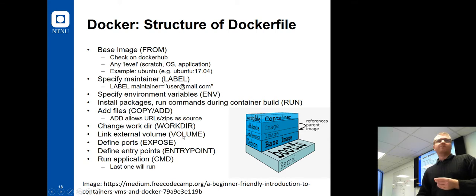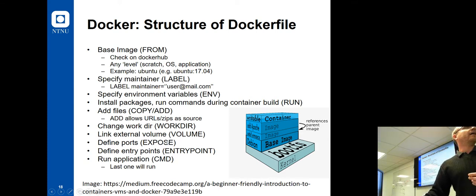You can link external volumes. We'll talk about this later. And you can expose ports. The image can specify which ports it wants to expose, right? For the web server, port 80, if it's running SSH in the image, port 22, and so on. You can define it there. And at the end, you have something like an entry point, or alternatively, a CMD command. Entry point for what? The entry point is basically like your main method for an image.